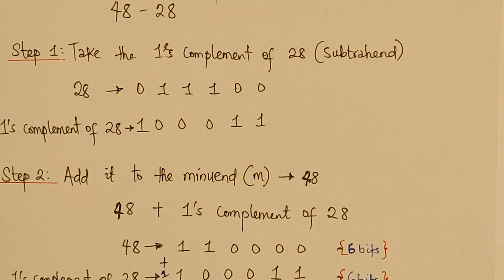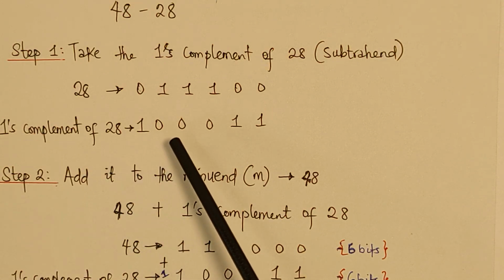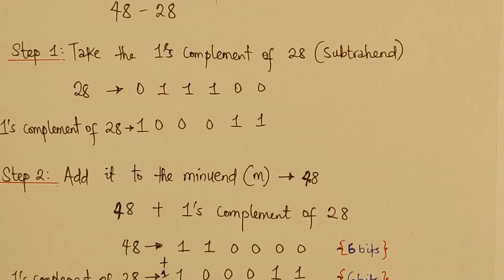So with step 1, where we are to take the first complement of 28, which is 1, 0, 0, 0, 1, 1, we'll move over to step 2.